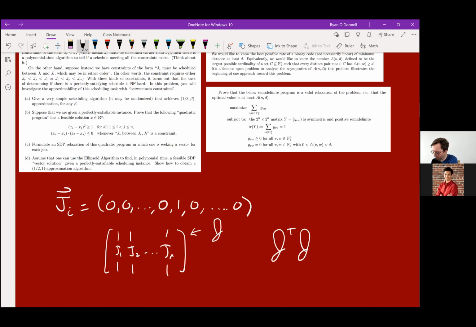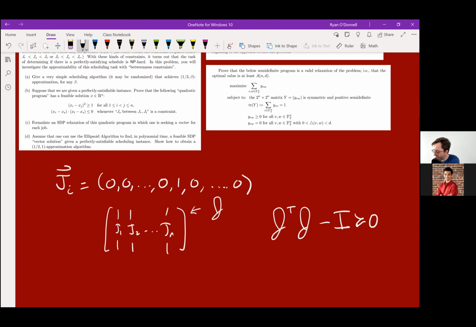And then that's kind of what we had. So this would give us the first constraint, which was something like script J transpose script J minus I is positive semi-definite, I think. Okay.